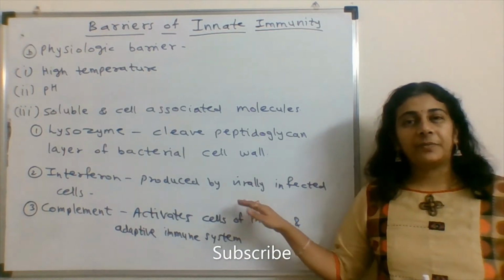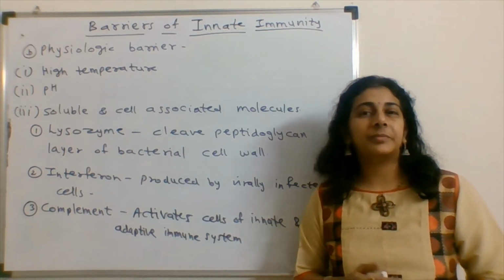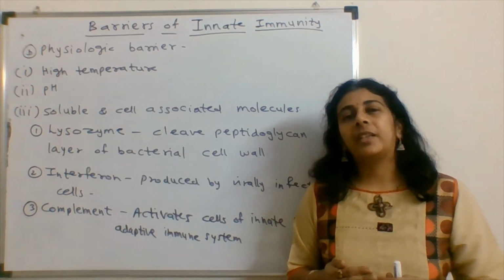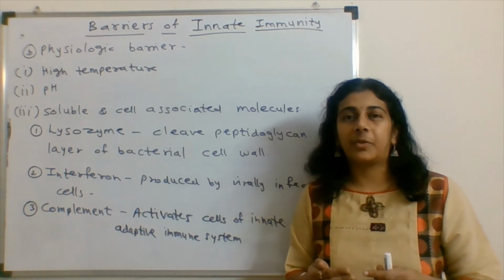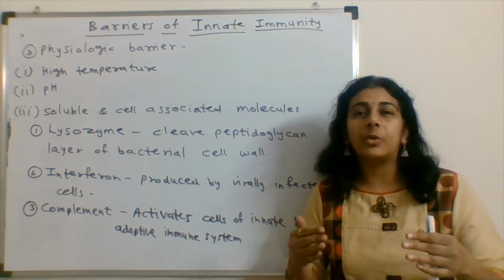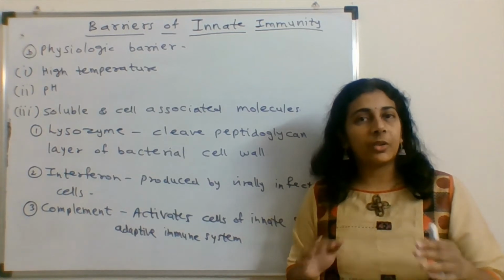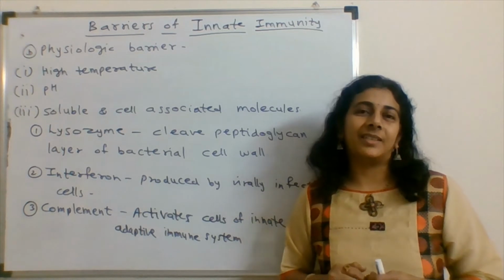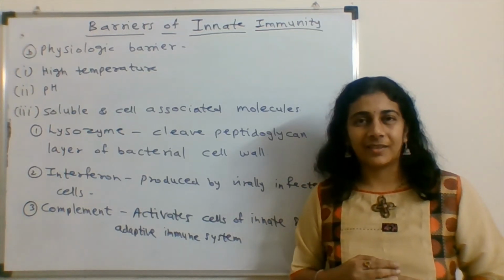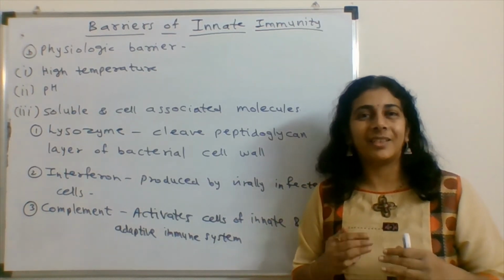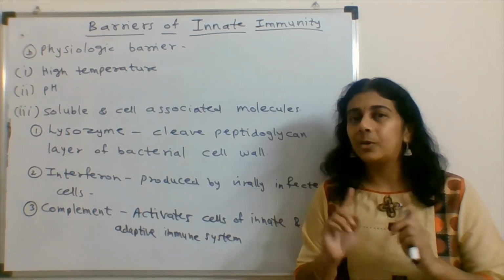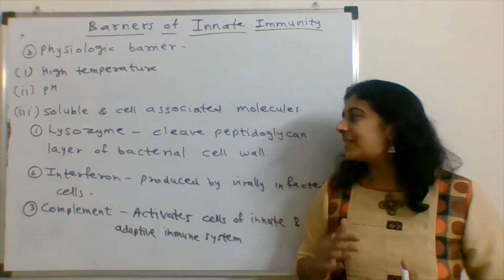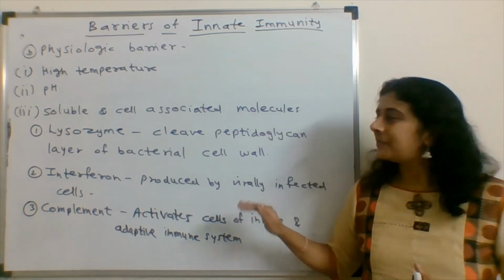Another is interferon. Interferons are proteins which are secreted by virally infected cells. When these bind to other cells which are not infected by the virus, they produce an antiviral state in those cells. So this is the alarm signal given by the virally infected cell to other cells that there is a viral infection, be ready. So this is again a first line of defense.